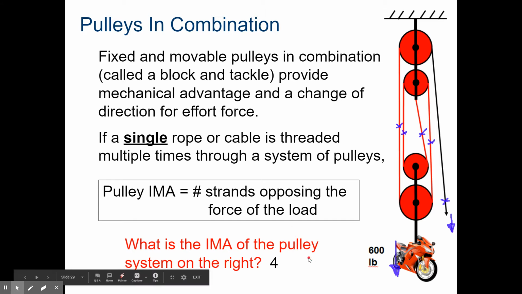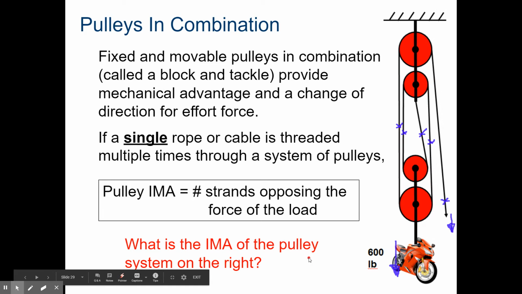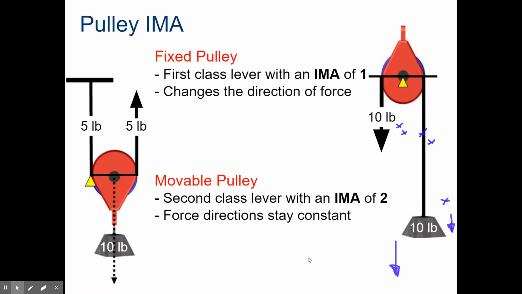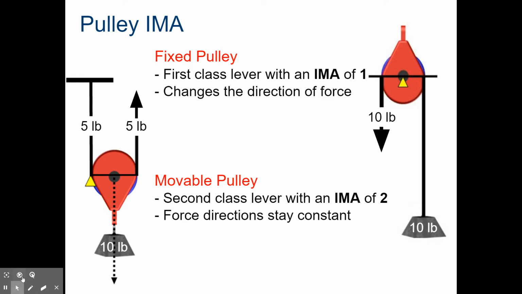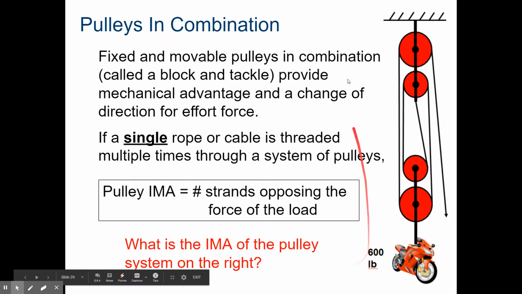Okay. All right. So here's the deal with pulley IMA. If you have a single fixed pulley, it's just 1. If you have a single movable pulley, it's 2. If you have pulleys in combination, count the number of strands opposing the force of the load. That's your IMA.